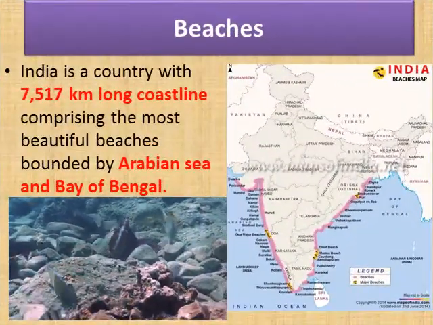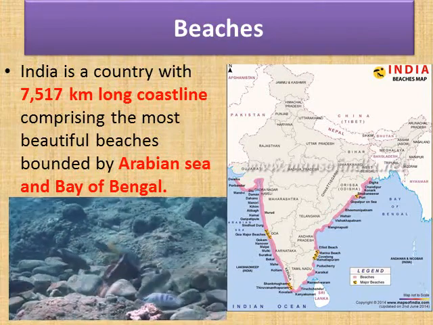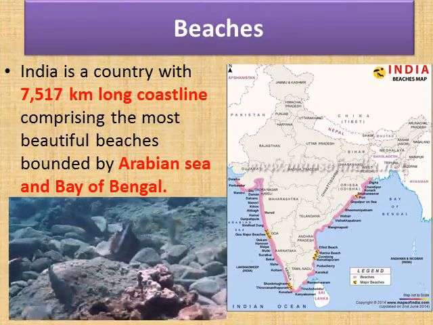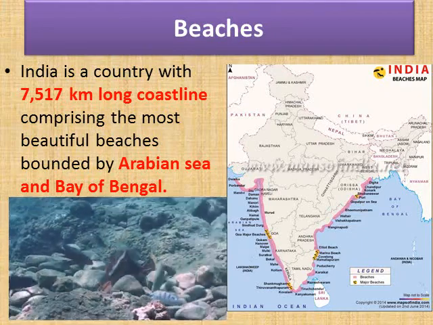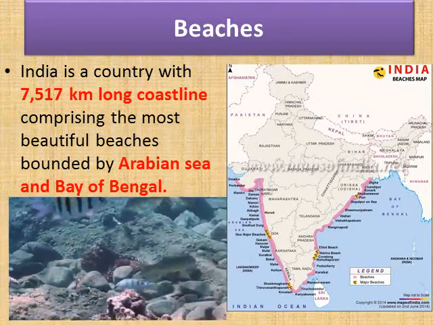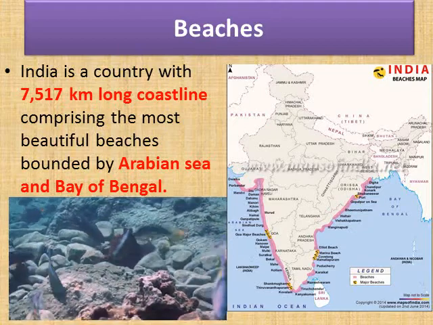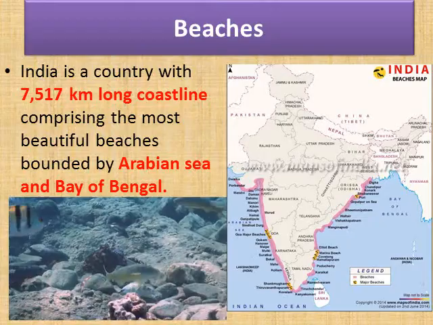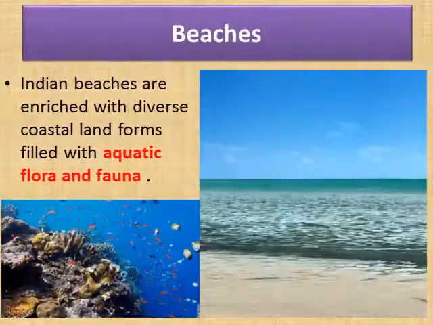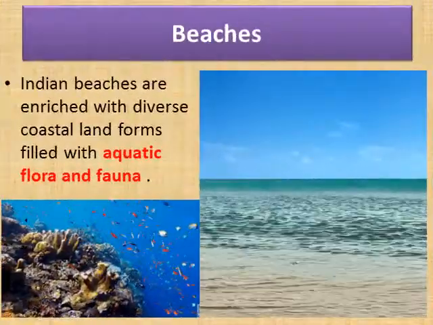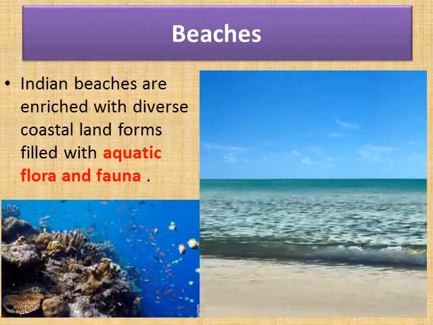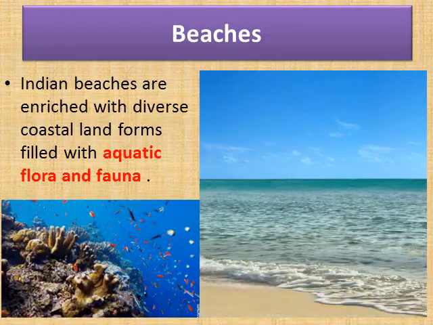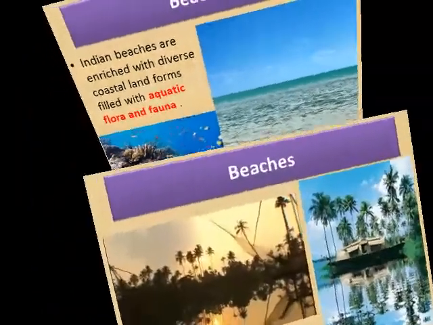Children, now let us learn about the beaches in India. India is a country with a 7,517 kilometer long coastline comprising the most beautiful beaches bounded by the Arabian Sea and the Bay of Bengal. Dears, the Indian beaches are enriched with diverse coastland forms filled with aquatic flora and fauna. There are different marine animals, marine life in our oceans.